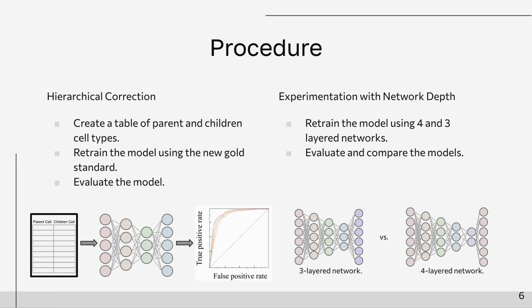To implement hierarchical correction, we'll create a table of parent and children cell types. This creates an annotation tree for each cell so it can be annotated to its parent cell types. The depth of the network can also change the accuracy of the model, so experimenting with different network depths can improve the model.